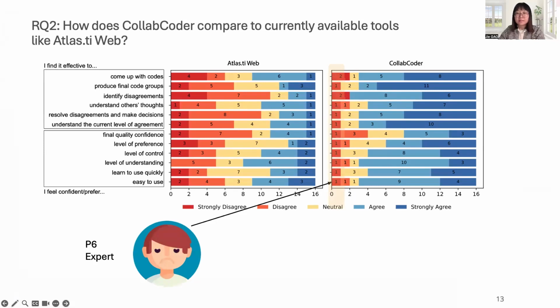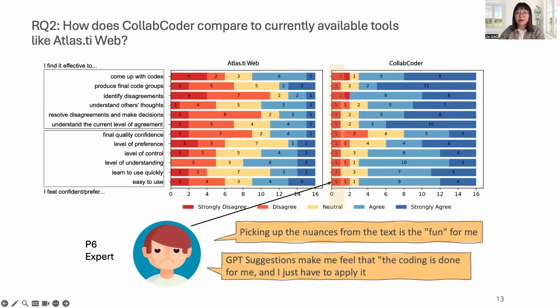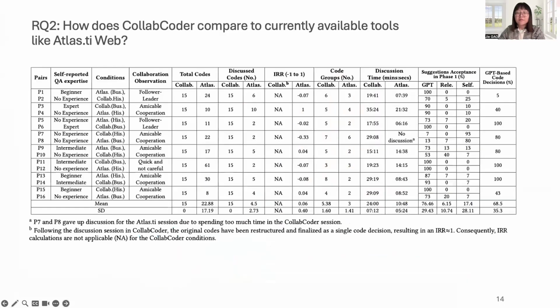P6 specifically mentioned that picking up nuances from the text itself was a fun aspect of the coding process. He felt that the GPT suggestions made him feel like the coding was done for him, and he just had to apply it. Our findings indicate that CollabCoder, compared to Atlas TI, facilitated significantly longer discussions among users. This resulted in a greater number of codes being discussed and ultimately led to higher interrater reliability.